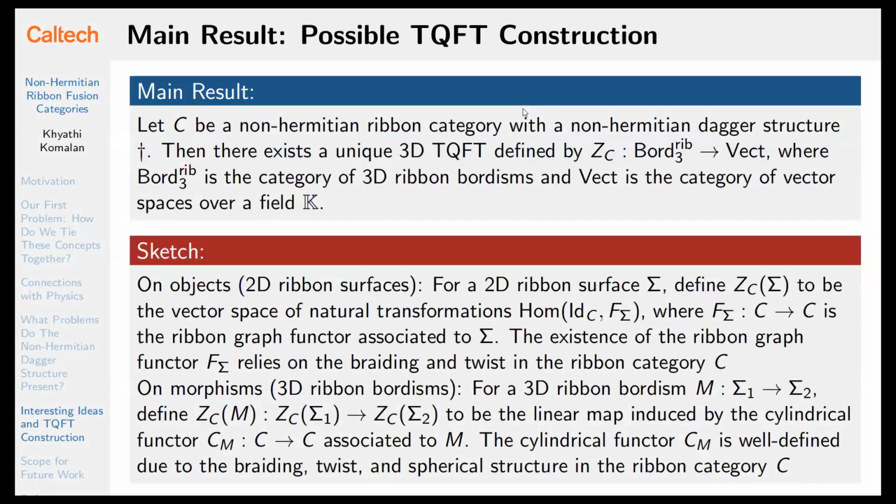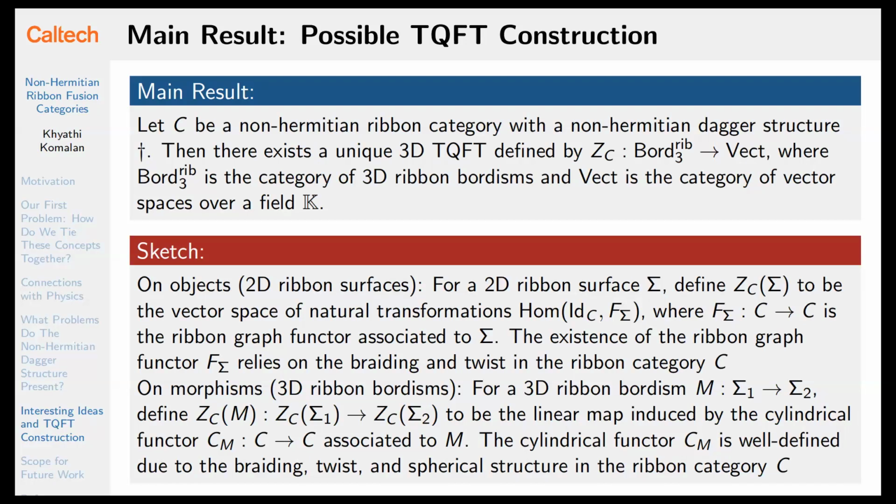So now the main result of this talk that I'd like to discuss is a possible TQFT construction. So the main result is that if C is a non-Hermitian ribbon category and it has a non-Hermitian dagger structure on it, then there exists a unique 3D TQFT defined by a functor from the category of ribbon bordisms to the category of vector spaces, where the bordism category is, as I said, the category of 3D ribbon bordisms, and Vect is the category of vector spaces over a field K.